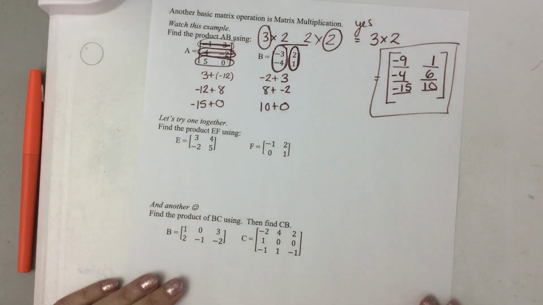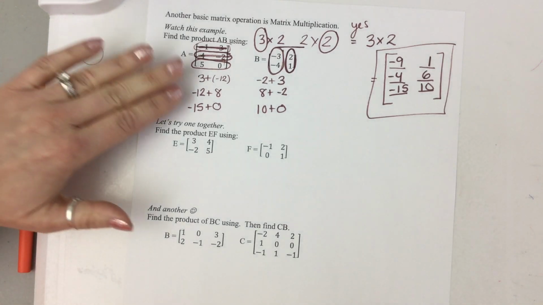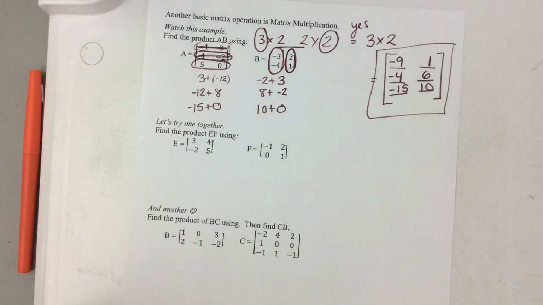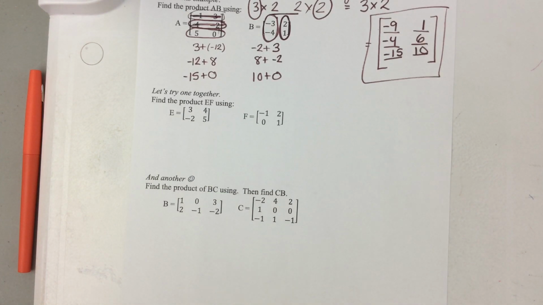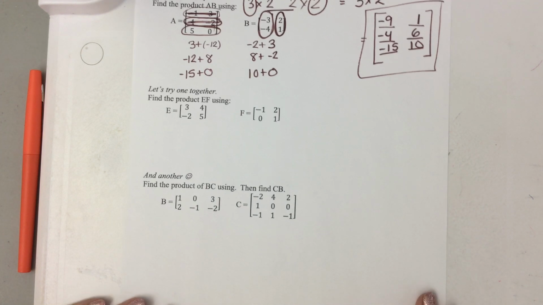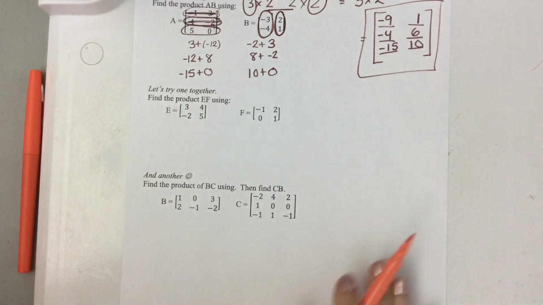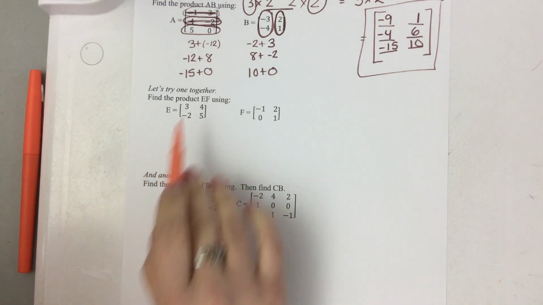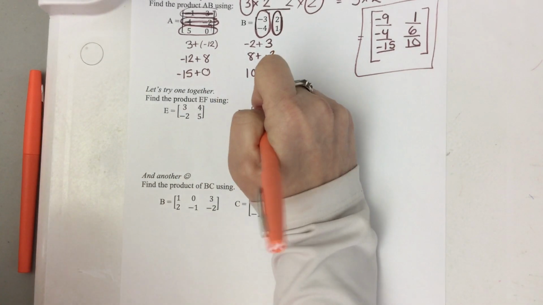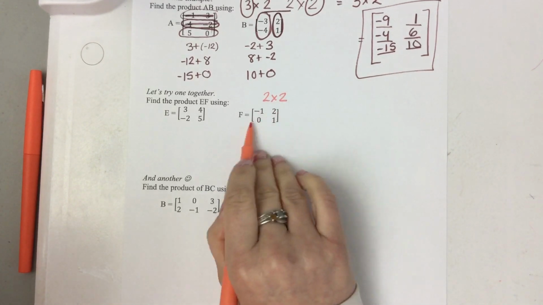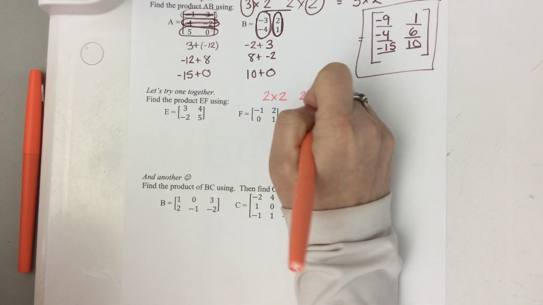Here is your product. Okay, so again, to me, this kind of feels like a puzzle, like the whole shifting over, shifting down, adding. I think it's kind of fun. Does it take a little bit to get used to? Absolutely, okay? So let's go ahead and look at this one. E, F. So you have to state the dimensions. E is a 2 by 2. Put it next to F. F is also a 2 by 2.